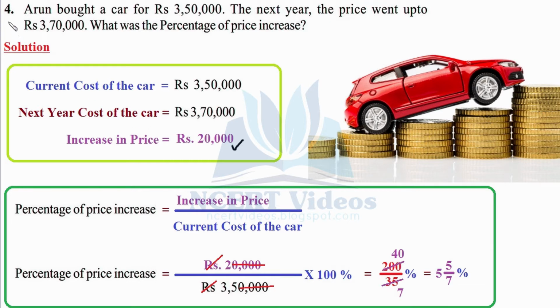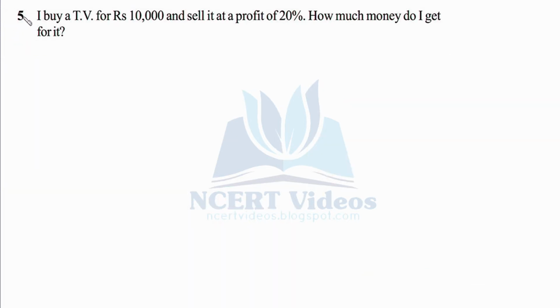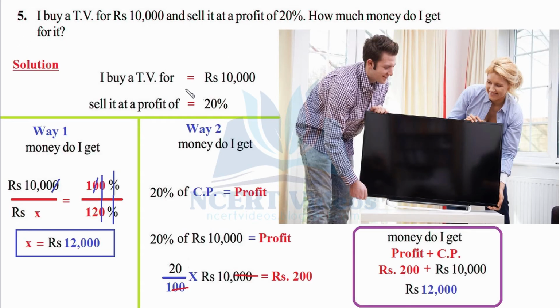So that is your question number 4. Question 5. I buy a TV for rupees 10,000 and sell it at a profit of 20%. How much money do I get for it? In this question, the given information is the cost of the TV. I buy a TV for how much? 10,000. Now I sell it for a profit of 20%. So in this case, the actual profit is not given to you. You have to find how much money do I get for it. That is, you don't have to find profit, but you have to find the selling price.